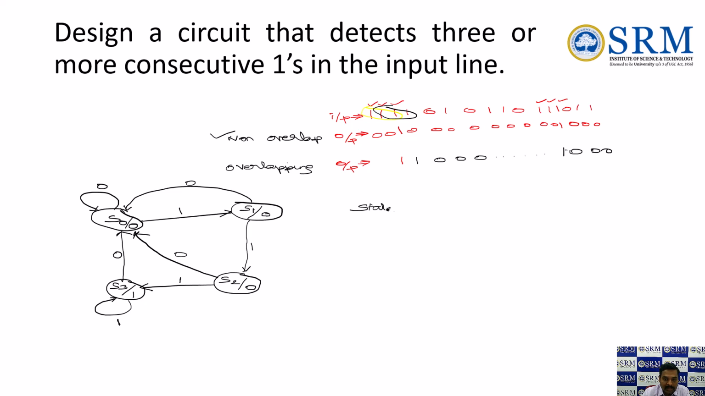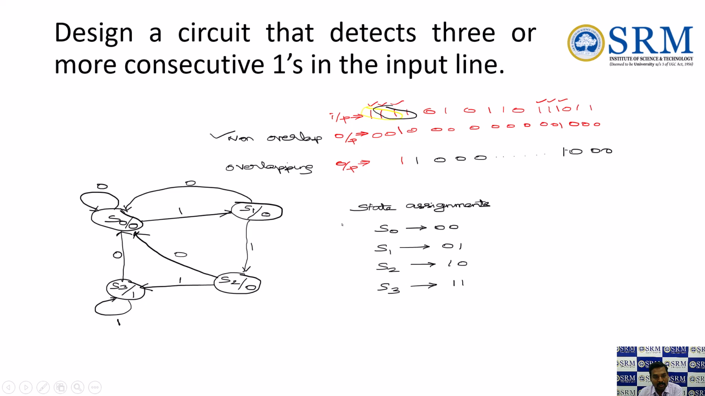State assignments. This is useful to make the state table. I am assigning S0 as 00, S1 as 01, S2 as 10, S3 as 11. Right, these are the state assignments I am making. Okay. Next we'll move to the state table. With the help of this state diagram, we'll move on to the state table.